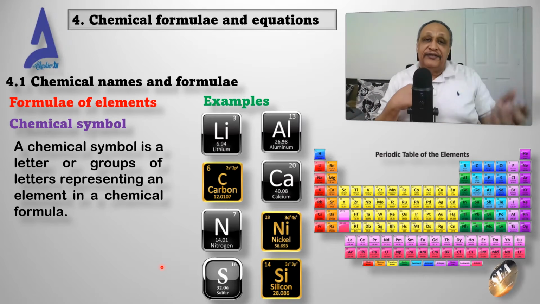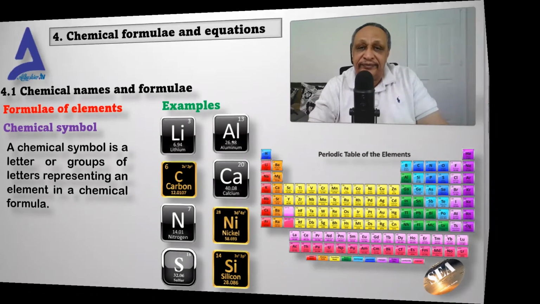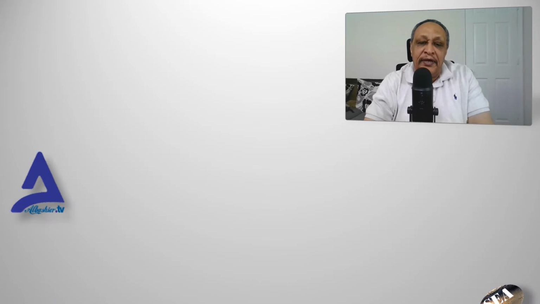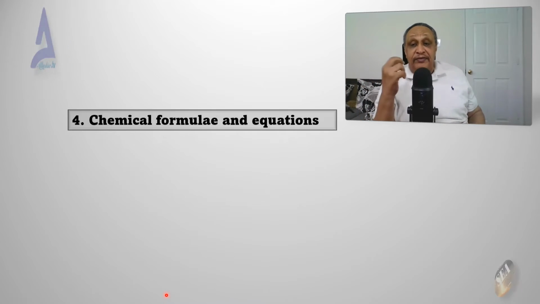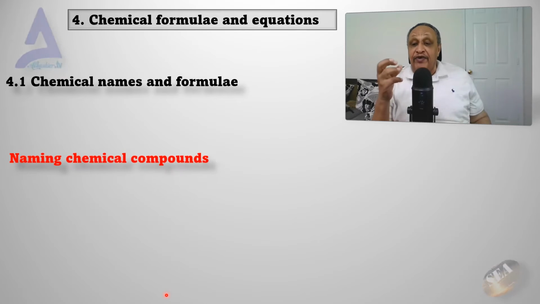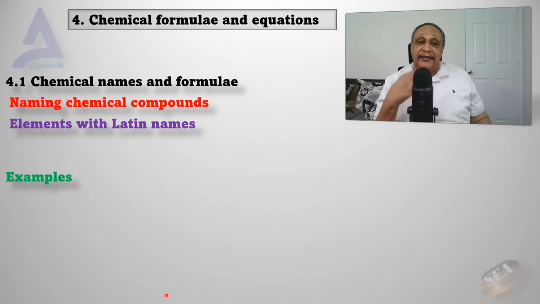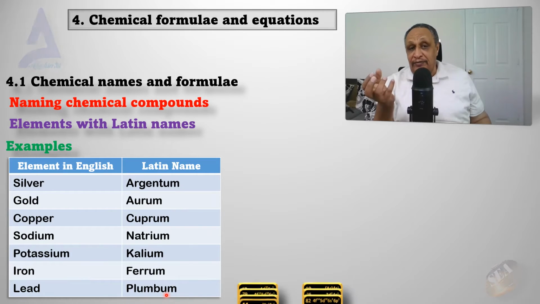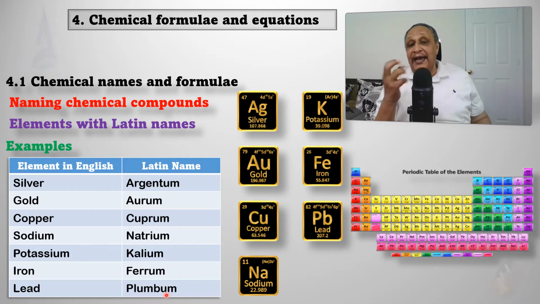Okay, let us go forward and see what is going on. In the previous scene, we said that the names of some of the elements are derived from the English language, and others come from the Latin language. So here we would like to see how this makes a difference.